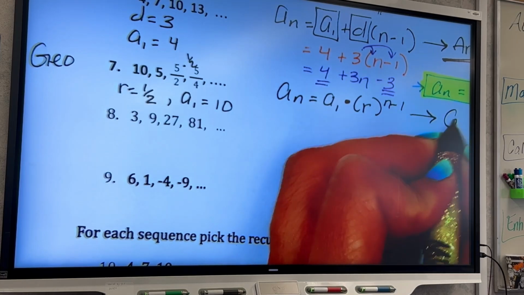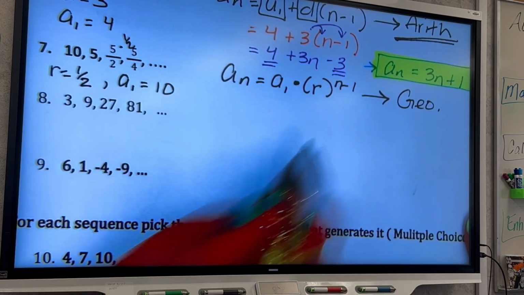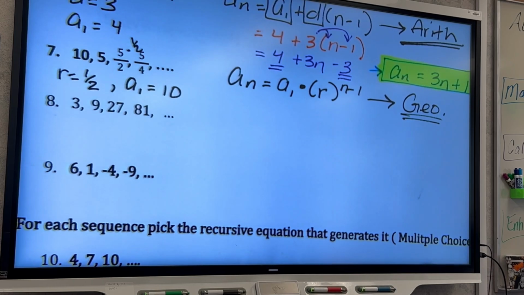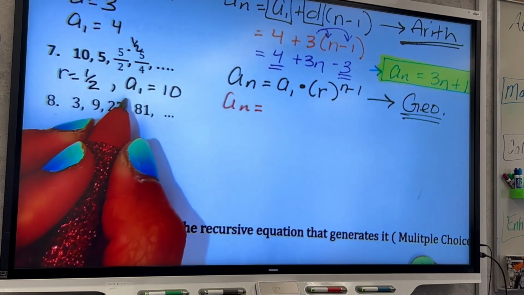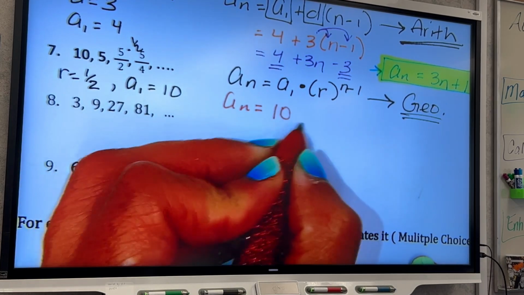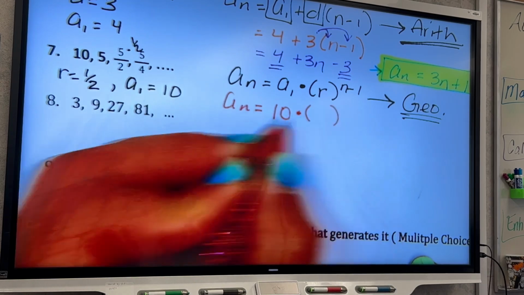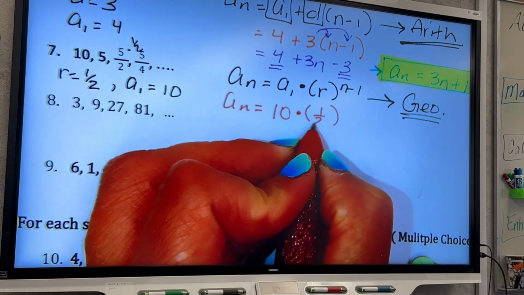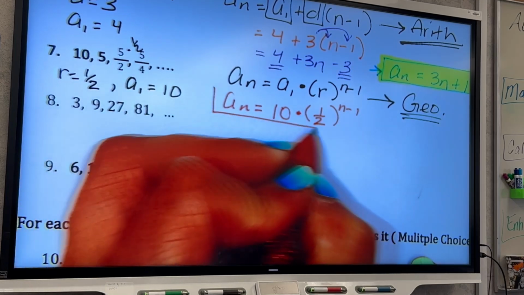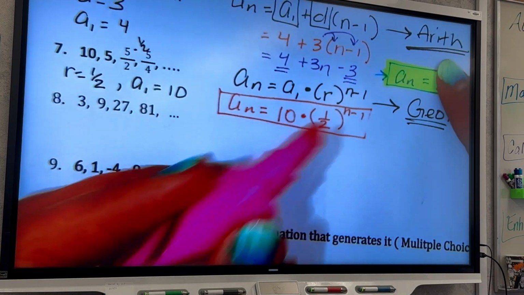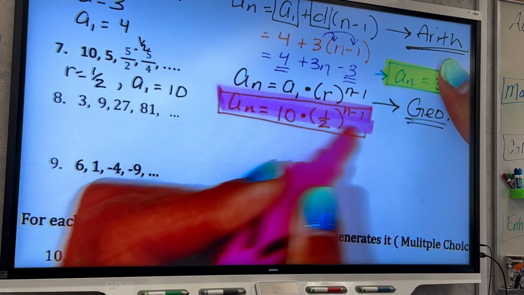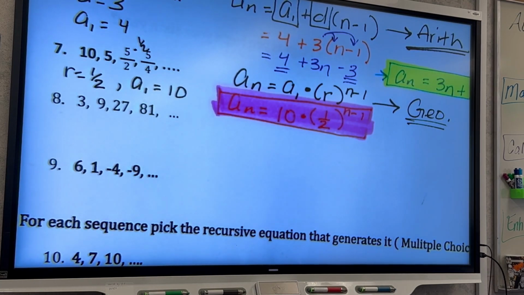This one is geometric. Now the geometric one is actually easier than the arithmetic one because you just have to plug in all the things. So a sub n equals the a1 is 10, so replace it with a 10, times the r was a 1/2, and then to the n minus 1 power. And there it is. You don't have to do anything to clean it up because there is nothing to clean up there. So there is my geometric explicit formula for that sequence.